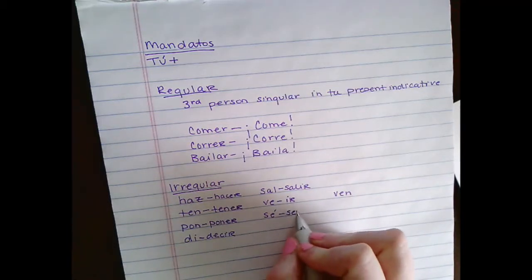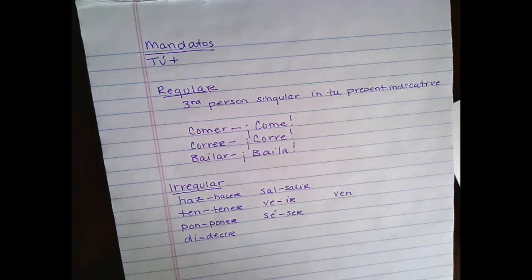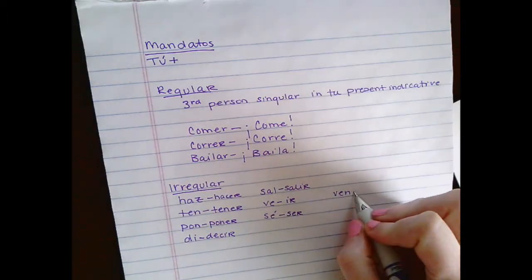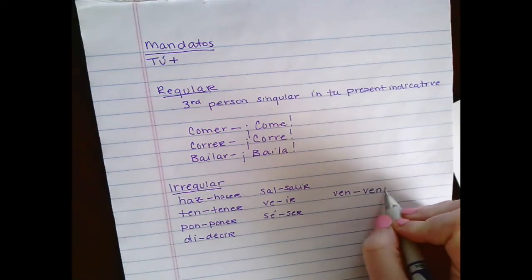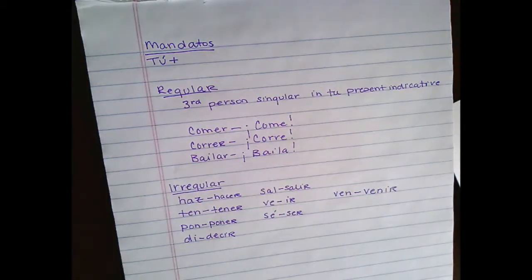Sé comes from the verb ser. So I might say sé un buen chico. Be a good boy. And ven comes from the verb venir. So I might say come here, ven aquí, ven aquí. So there you have tú affirmative commands. If it is a regular verb, you conjugate it in the third person singular of the present indicative, such as come, corre, baila. And if it's irregular, it's going to be one of those: haz, ten, pon, di, sal, ve, sé, ven. Those are going to be those irregular forms.